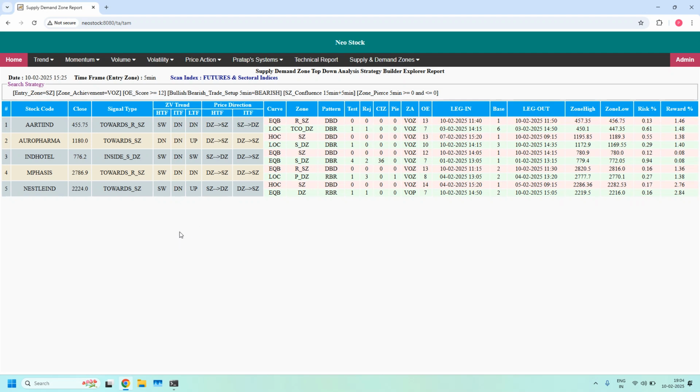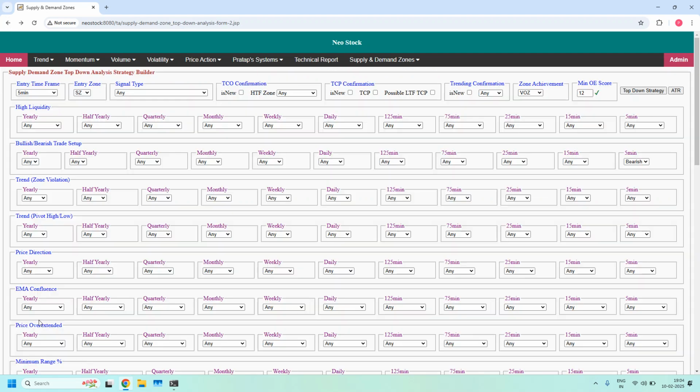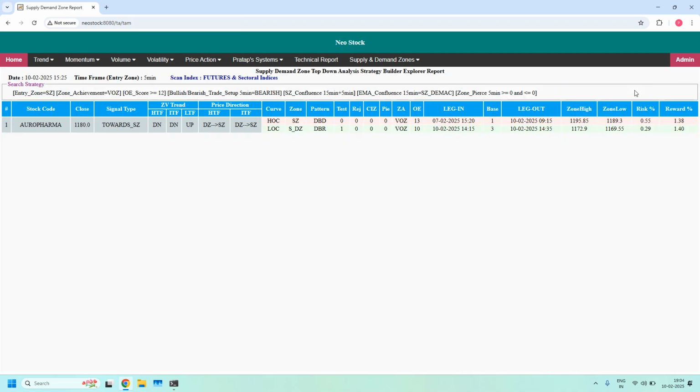If any of these 15 minute supply zones are having daily EMA confluence, probably those zones may get even better success rate. Let's verify. EMA confluence, 15 minutes time frame. I'm setting the filter. 15 minute supply zone is having daily EMA confluence or not. We got 1 stock. So this stock might be having more success rate compared to the others. But this is based on LTF and ITF supply zone confluence and ITF EMA confluence.